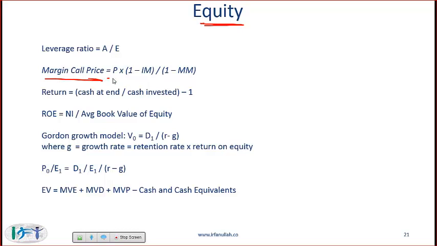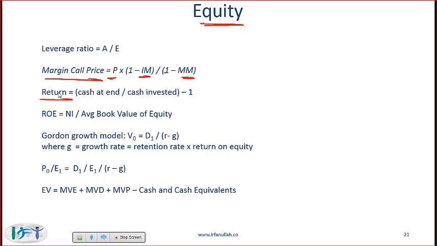you get a call? It's given by this expression, where P is the initial price. And then 1 minus initial margin, that's your initial margin requirement, divided by 1 minus the maintenance margin requirement. These are numbers that you put in decimal.